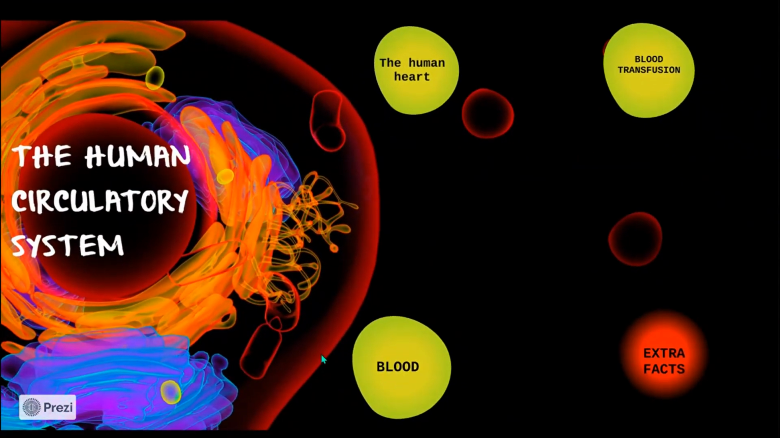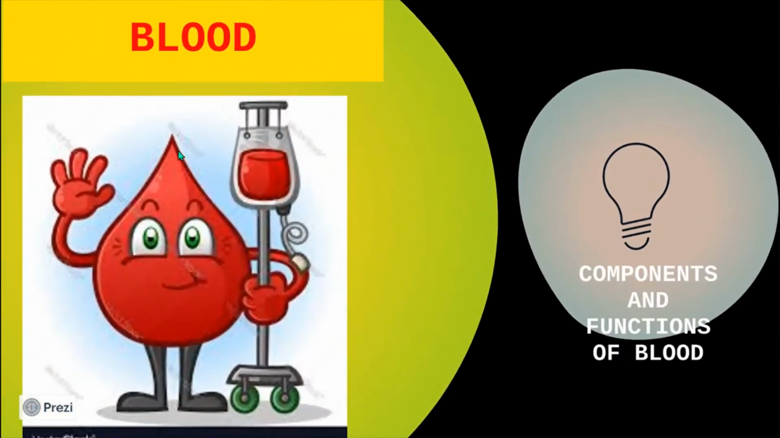Next, the blood is the red fluid that flows along the body. Although blood is in liquid form, only 55% of it is in liquid form. The other 45% is in solid form. So let's learn about the components and functions of blood.